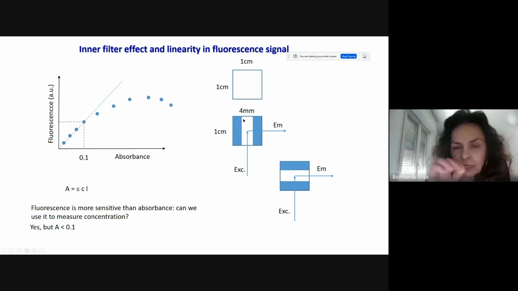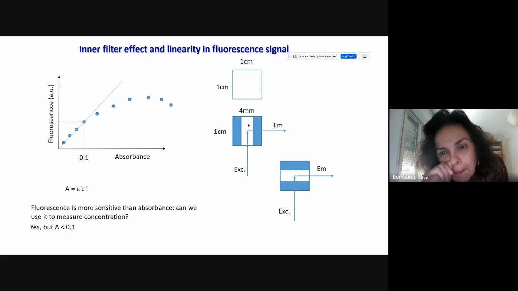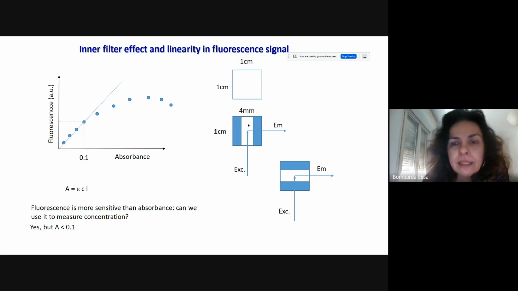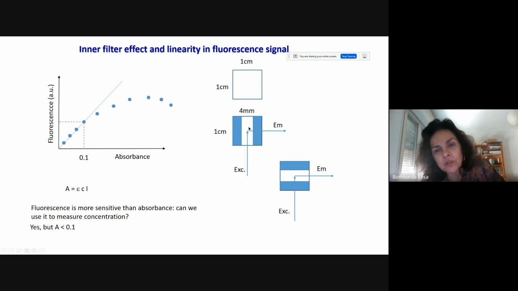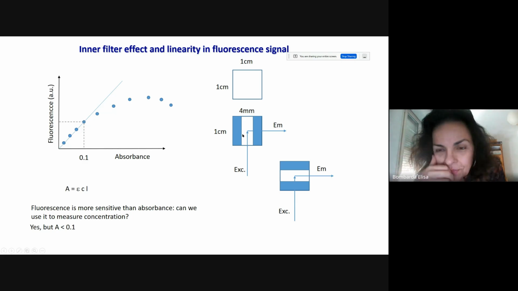There are several reasons, but that is very common, which is a good compromise between not using so much solution, because we reduce the volume of the solution, since sometimes our samples are very costly, very expensive, and still having a good signal. Of course, if you reduce the molecules that you observe, you also reduce the signal.